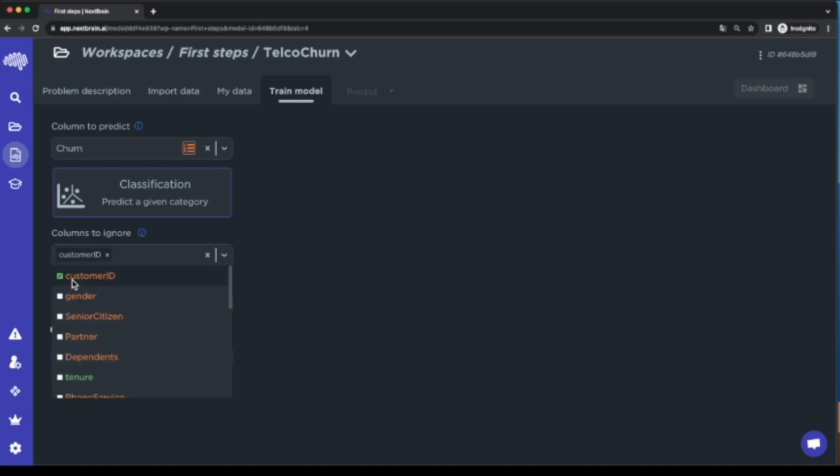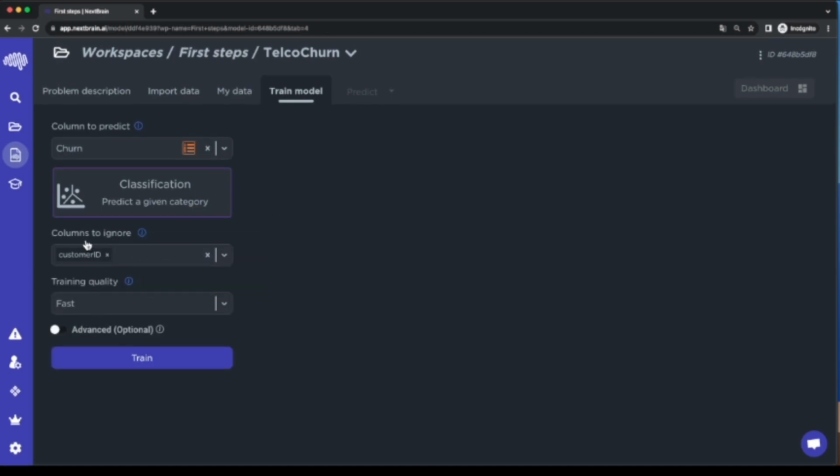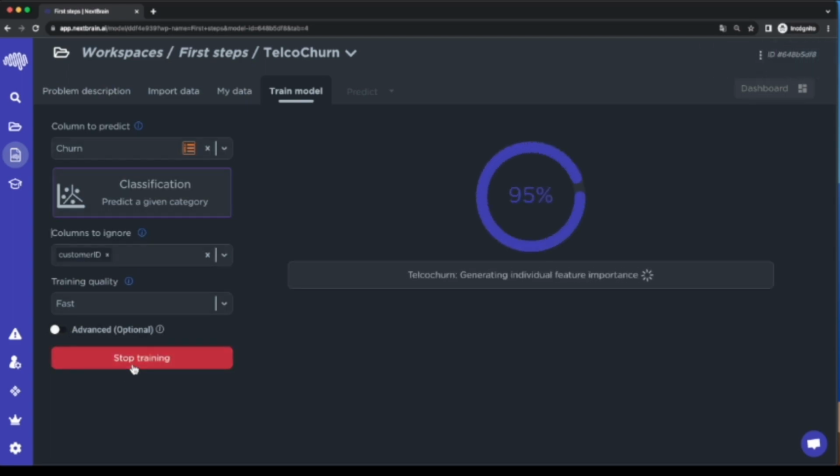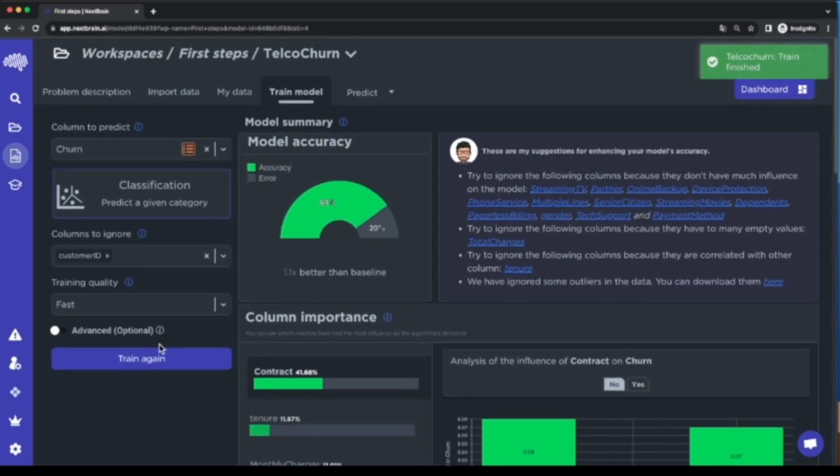Also, we can ignore some columns. For example, we are going to ignore the customer ID. The customer ID is an identification number, a code, and has no real influence for an algorithm to do a prediction. We're going to keep the rest of the columns, and we're going to go straightforward without any advanced configuration. Let's train the model, and let's check and explore the insights.